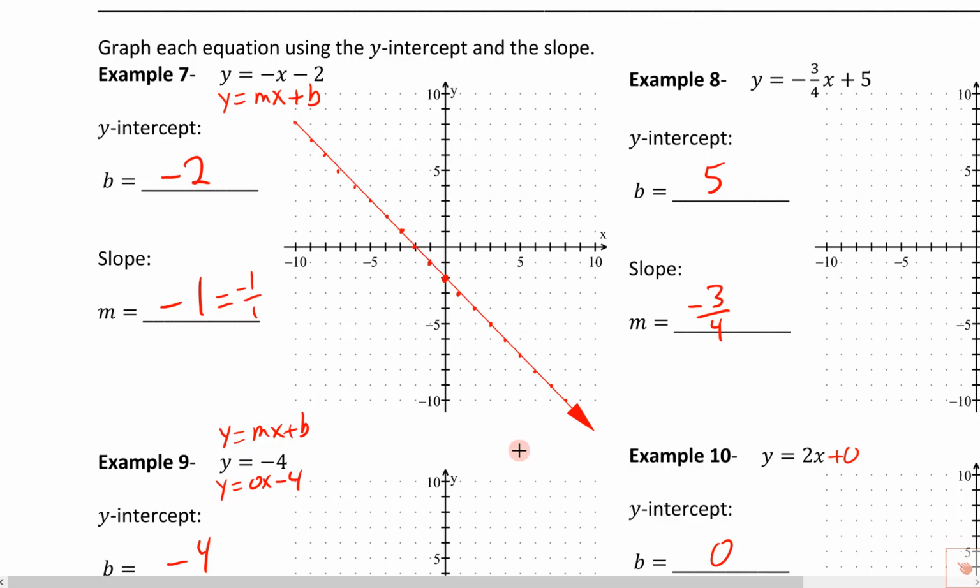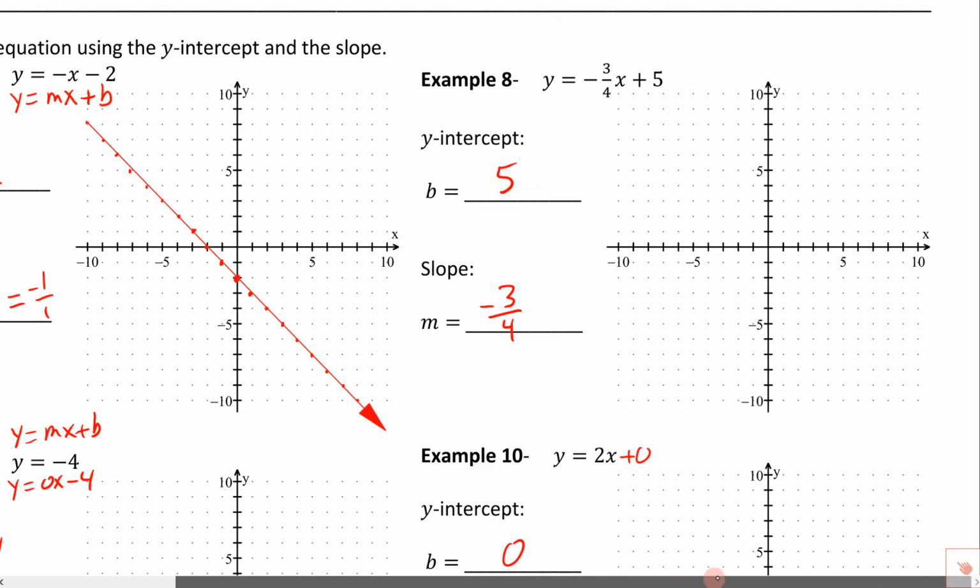So this one crosses the y-axis at negative 2, and then the slope is negative 1. We're looking for a line that is a perfect 45 going down from left to right. So we're in great shape on that one. Let's slide over here and take a look at number 8.